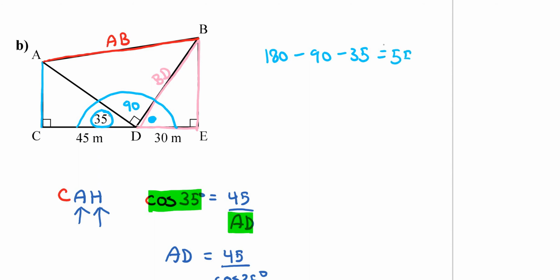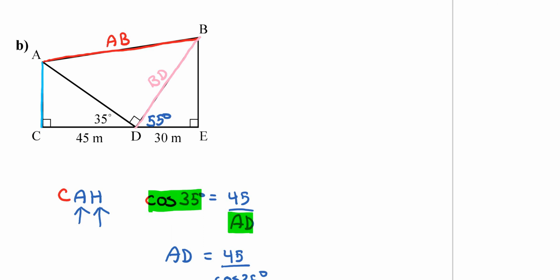So let's go ahead and plug in the 55 degrees first. So this is going to be 55 degrees. And what I want to do now is find the length of this pink line here, which is BD. So what's the value of BD there? Okay, great. Let's go ahead and break it down.